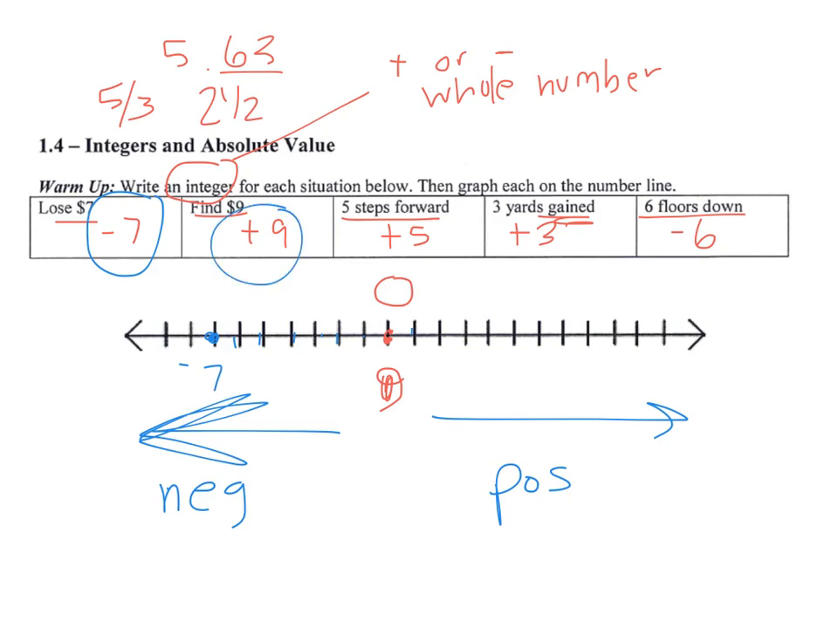+9 is 1, 2, 3, 4, 5, 6, 7, 8, 9. So I put a dot and I mark it. +5, 1, 2, 3, 4, 5. Mark it. +3, 1, 2, 3, mark it. And -6, 1, 2, 3, 4, 5, 6, -6. That's how you write integers and graph them.